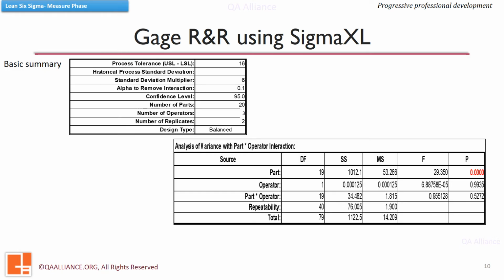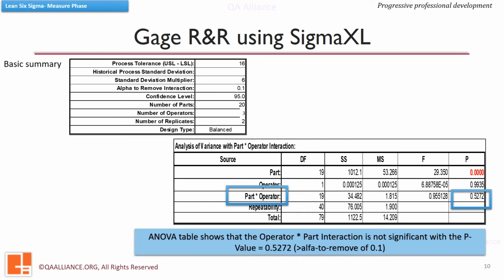This is the summary that we get in Sigma Excel. The first table shows the inputs that we have used in this example: process tolerance, standard deviation multiplier, alpha to remove interaction between parts and operators, confidence level, etc. The second table shows the analysis of variance for part and operator interaction effect. We can see here that there is no interaction effect between operator and parts, as p-value is more than 0.1. This means that the part measurements have no influence of changing operators, though there is a significant variation in parts itself.